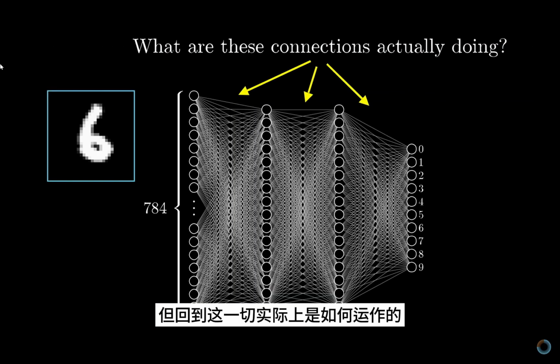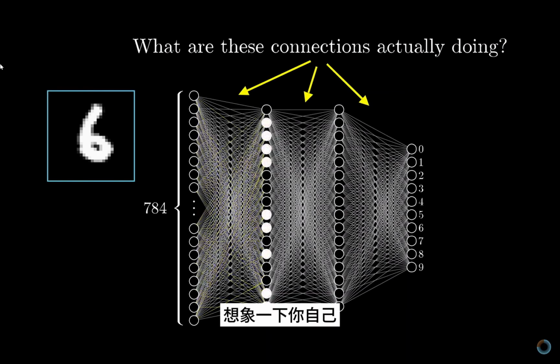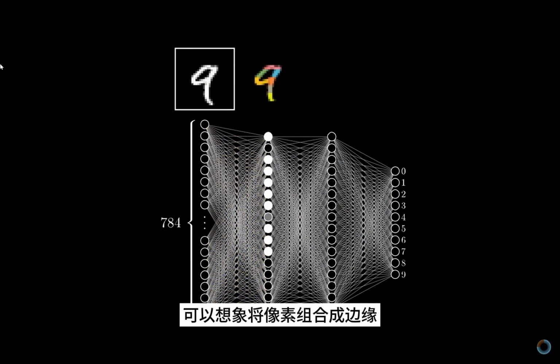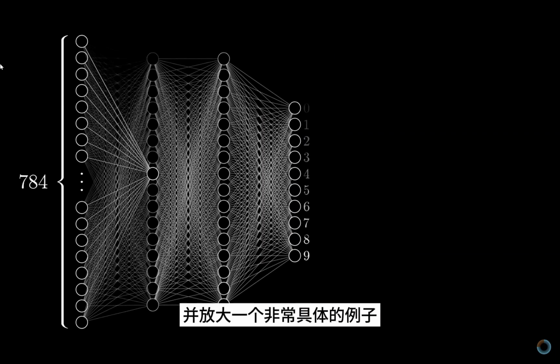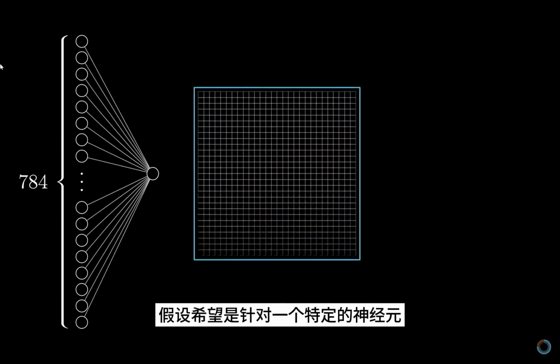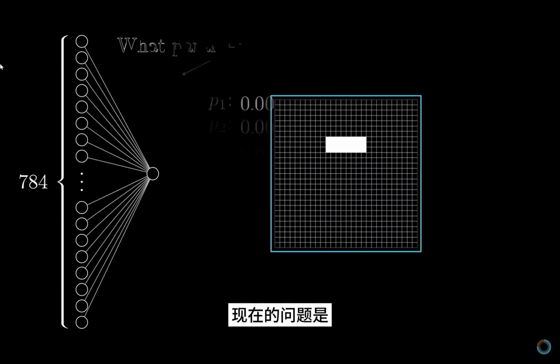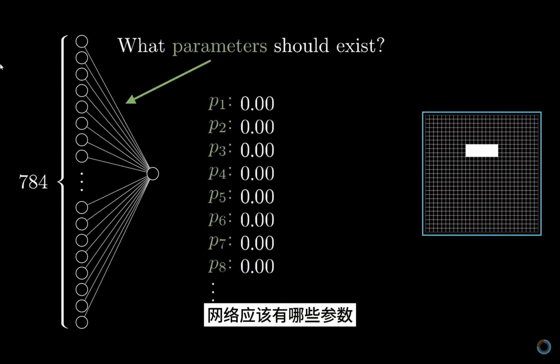But getting back to how any of this actually works, picture yourself right now designing how exactly the activations in one layer might determine the activations in the next. The goal is to have some mechanism that could conceivably combine pixels into edges, or edges into patterns, or patterns into digits. And to zoom in on one very specific example, let's say the hope is for one particular neuron in the second layer to pick up on whether or not the image has an edge in this region here. The question at hand is, what parameters should the network have?